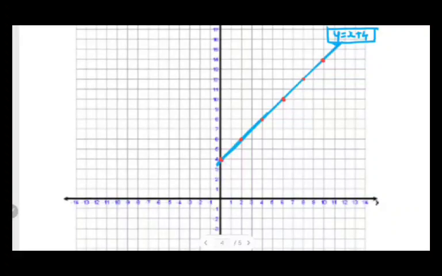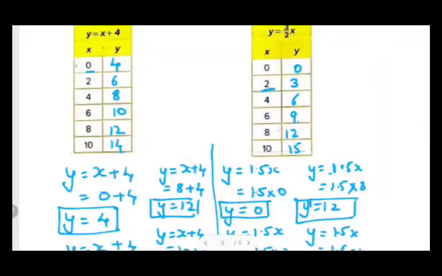Let me write the coordinates: 0 and 4, 2 and 6, 4 and 8, 6 and 10, 8 and 12, and 10 and 14. Alright, what's the next one?